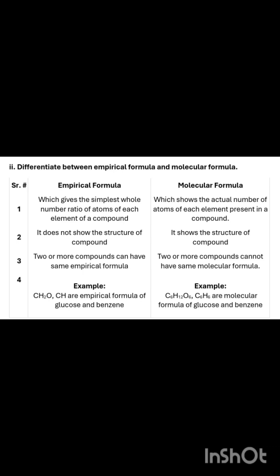formula of the compound. Now the empirical formula, in this one, two or more compounds can have the same empirical formula because it is the simplest ratio, while the molecular formula is always different, so none of the compounds can have the same molecular formula, as it is a distinguishing feature. Some of the examples are given below, like CH2O and CH. These are the empirical formulae for glucose and benzene respectively, so you can write them separately as well. And C6H12O6 and C6H6 again are the molecular formulae for glucose and benzene. So that's for question number 2.